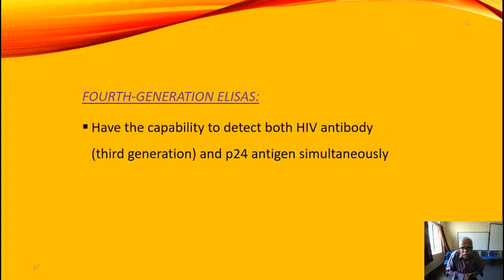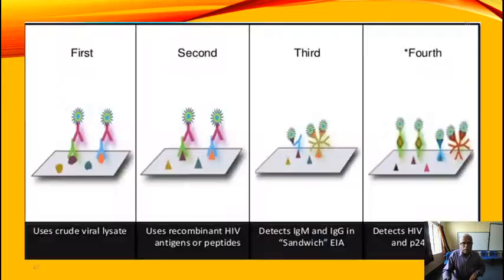Then the latest is the fourth generation ELISA. For the last 5 years we are doing this. What is the beauty of this test is that it will identify both the antigens as well as the antibodies. It actually detects p24 antigen and simultaneously antibodies also, because the wells are coated with antigen as well as antibody. So in both ways, the infection cannot escape detection.